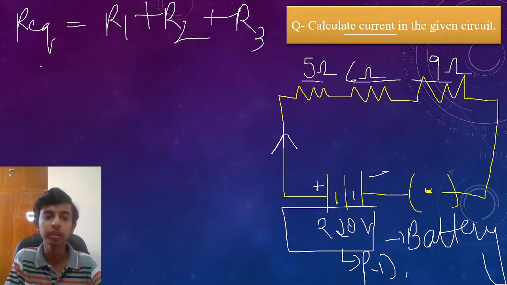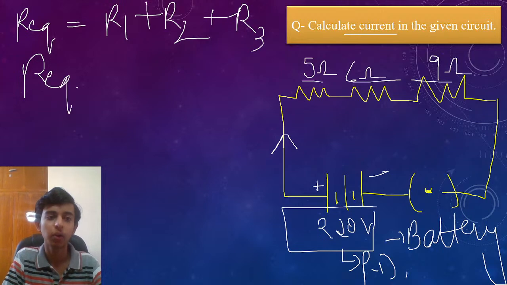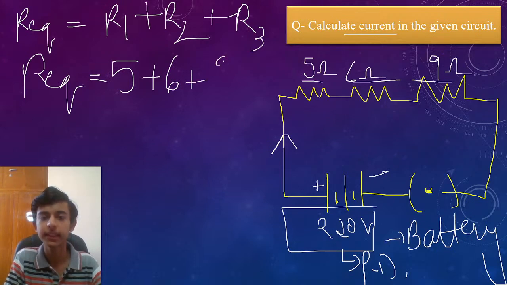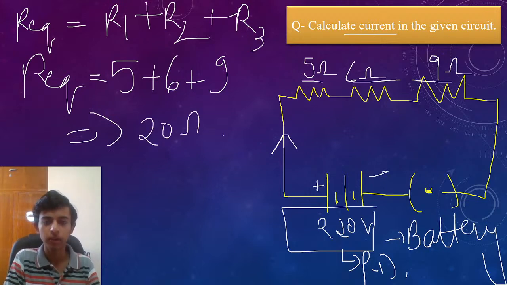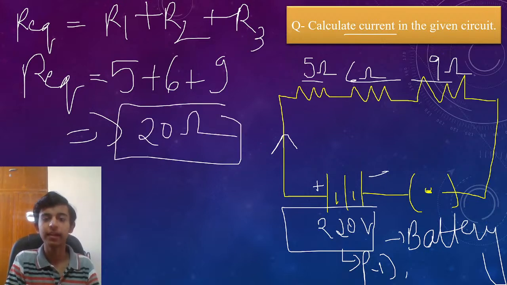So your R equivalent will be equal to R1, that is 5 ohm, R2, that is 6 ohm, R3, that is 9 ohm. So what is the total? 9 plus 6, 15, plus 5, 20 ohm. So this is your equivalent resistance.